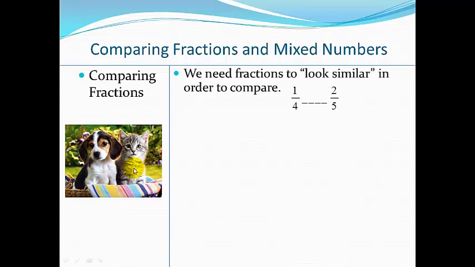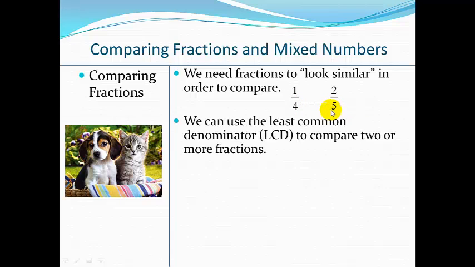So let's look at these fractions over here: 1/4 and 2/5. We want to compare and see which one is bigger. The 4 right now and the 5 don't have the same name, so we need to make them have the same name. One of the ways that we do that is we use our least common denominator to compare the two fractions. So let me write real quick. I'm just going to put the denominators 4 and 5.